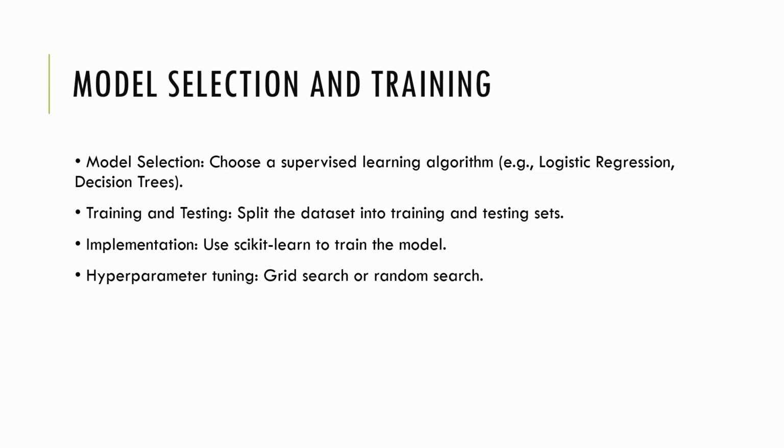Once the data is pre-processed, we can move on to selecting and training a model. For this mini project, we will use supervised learning, specifically algorithms like logistic regression or decision trees. We will split the data into training and testing sets and then train our model using scikit-learn. To optimize performance, we will also experiment with hyperparameter tuning.